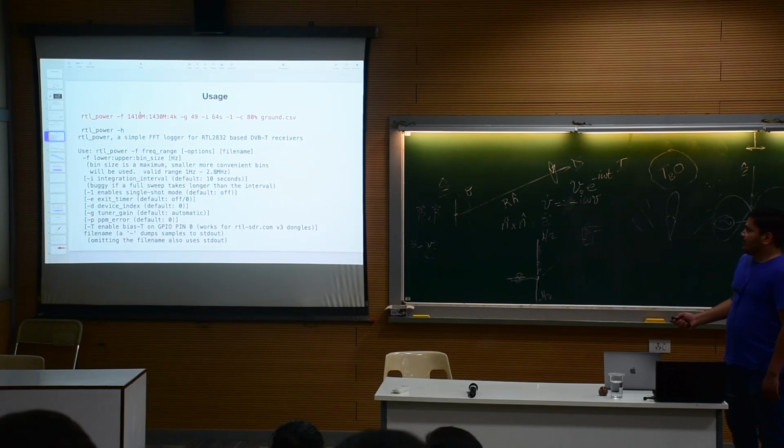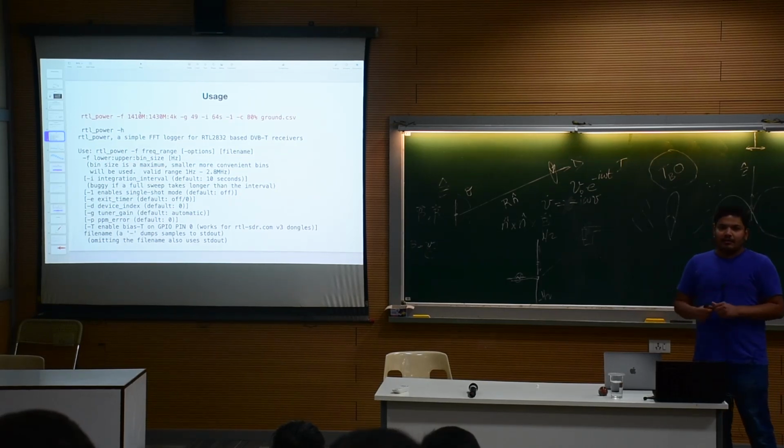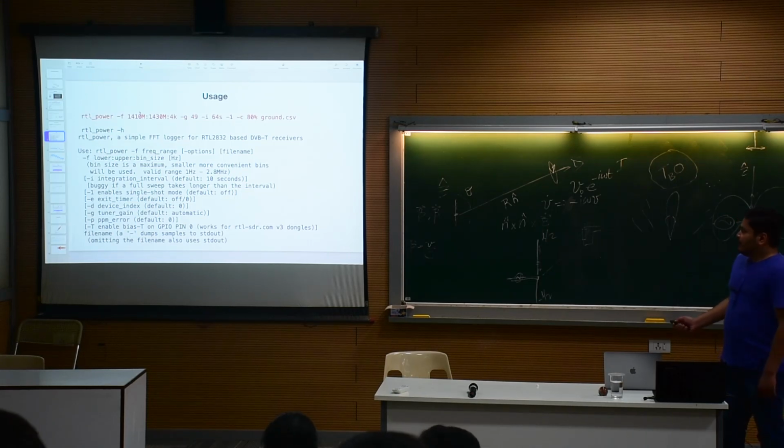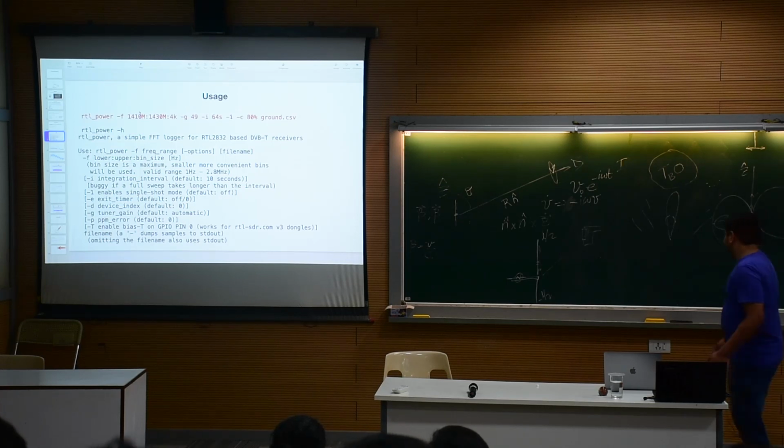The -1 here is basically for one single shot measurement. If you don't put -1, it will keep recording continuously, so we don't want that. We just want one plot. Here, dash C 80% is basically the cutoff given for this spectrum. So, okay, to explain this command.